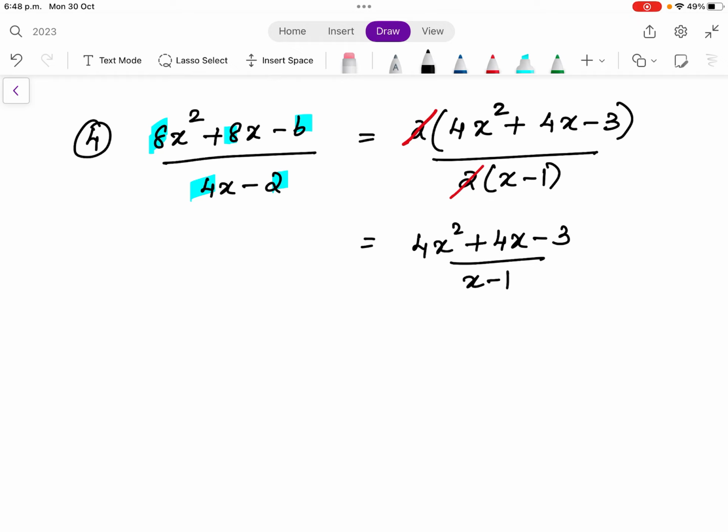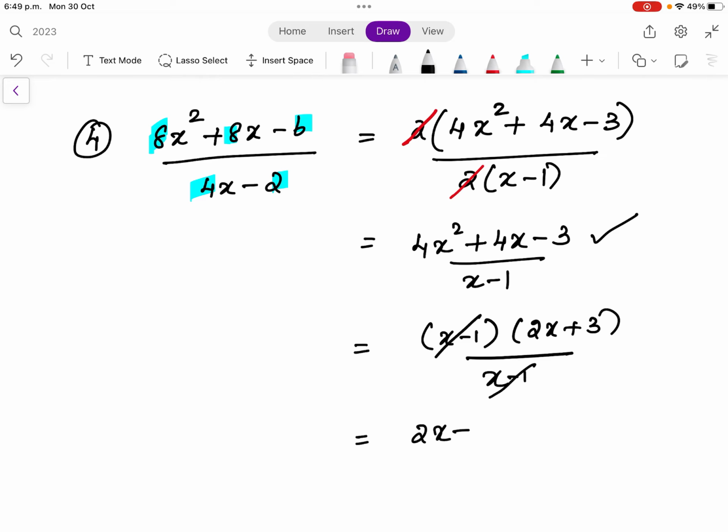Now our task is very simple, because you just need to factorize this 4x square plus 4x minus 3, and then you simplify it with the denominator. Okay, and for factorizing, you might be knowing how to factorize the values. So here when you factorize it, you will get (2x minus 1) and (2x plus 3) over (2x minus 1), and then this will get cancelled and you will get 2x plus 3 as the final answer. So the rule is, if you have a term which can be factorized, you need to factorize that and then simplify the algebraic fraction.